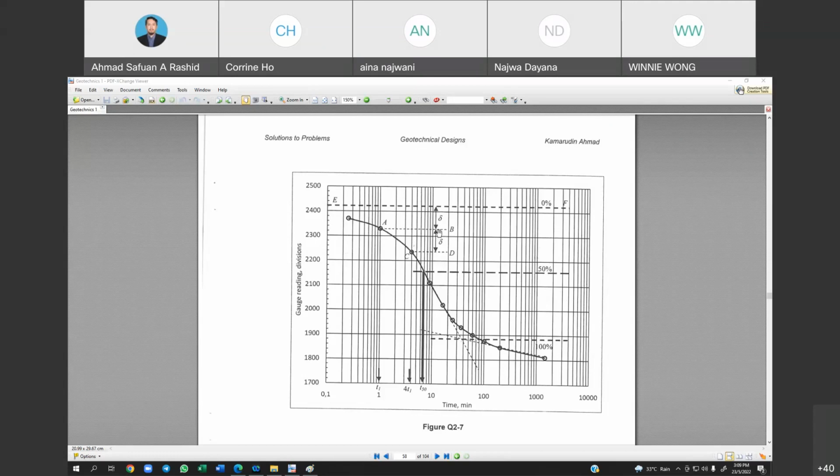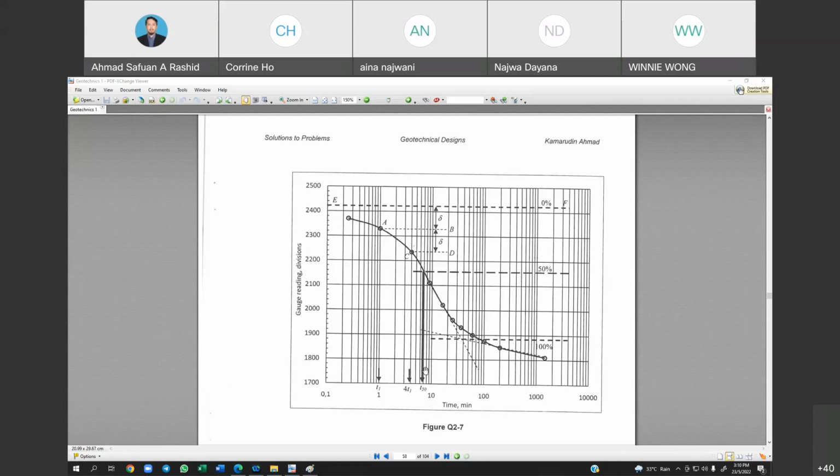So we need to extend the delta on top of the AB line, where it represents the degree of consolidation of 0. From 0 to 100, we may divide by 2 to get the 50%, which represents the T50.